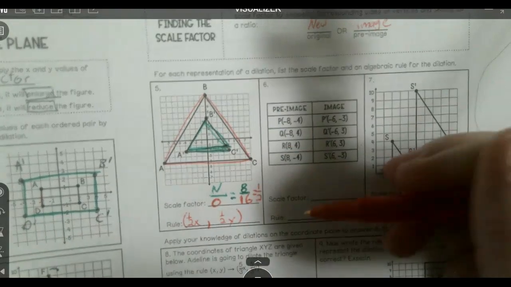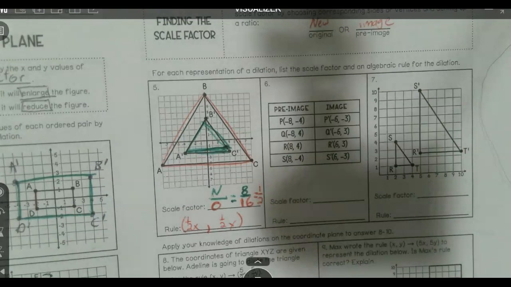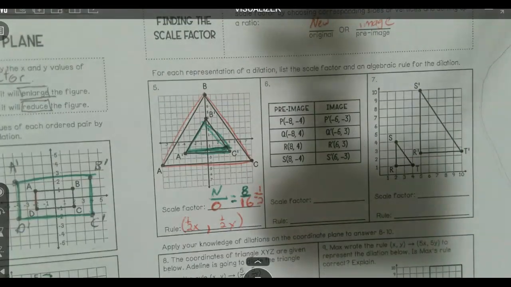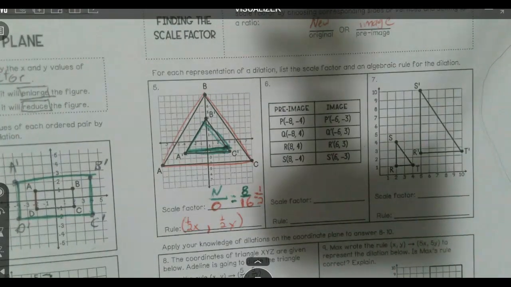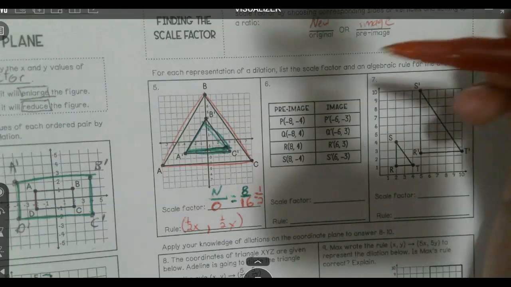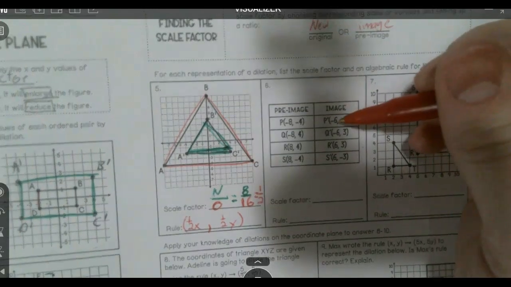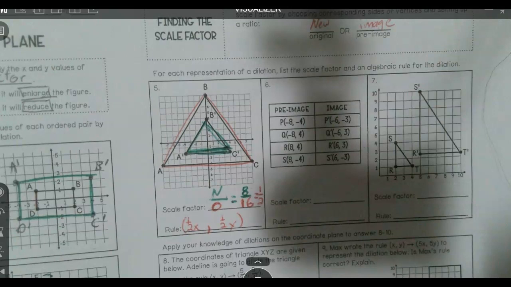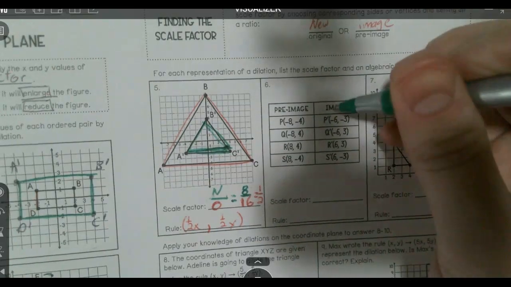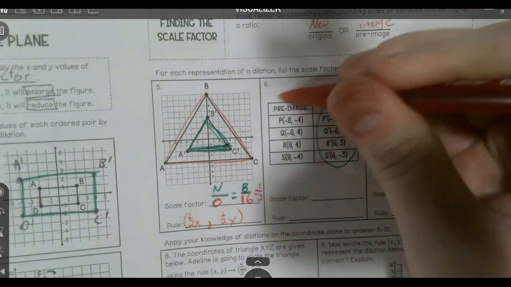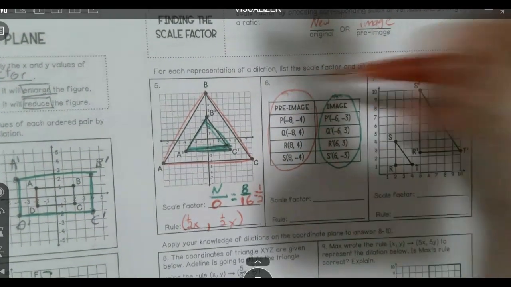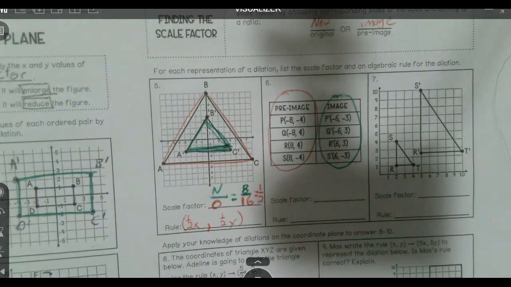All right, if we're asked to find the scale factor but there are no drawings, like on number 6, how do we do this? Honestly, this is even easier because I don't have to count boxes. All I have to do is look at these numbers. I can take the new shape, remember, the new shape goes first, the green. This is the new shape, that's the image. The original is the pre-image. And we're just going to create a ratio, or a fraction.